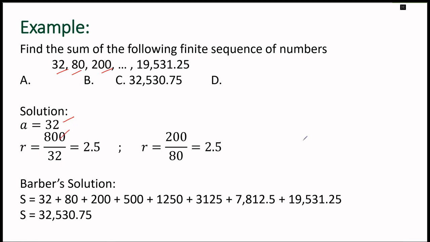I made a mistake, so I'll just note this. This is 80. So a is equal to 32, and r is found by dividing the second term, 80, by the first term. 80 divided by 32 gives 2.5. Let's confirm that by dividing the third term by the second term.